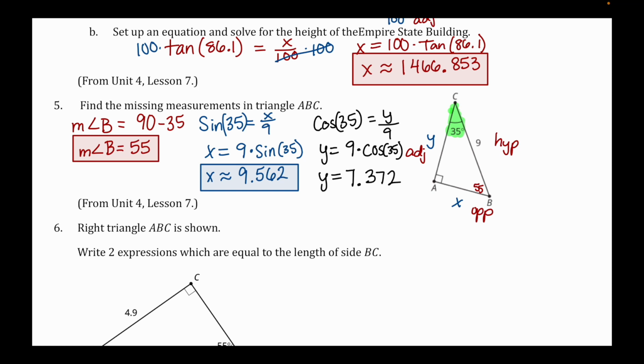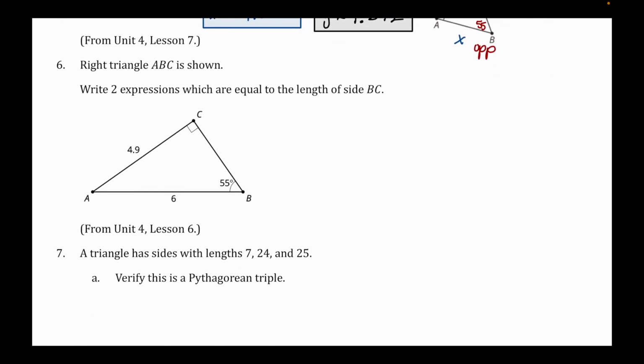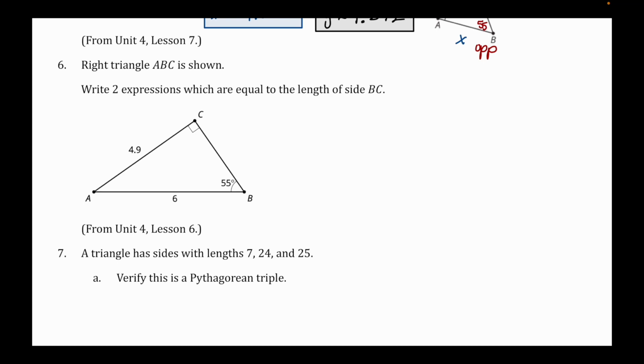Oh, and I did just say I was going to use a little wiggly equal sign because technically I'm rounding my answer a little bit. And then I just went and didn't do that. So I'm going to fix that. So those are my 3 missing pieces. That means we're done with question 5. Let's move on to question 6. Right triangle ABC is shown. We want to write 2 expressions that are equal to the length of side BC.